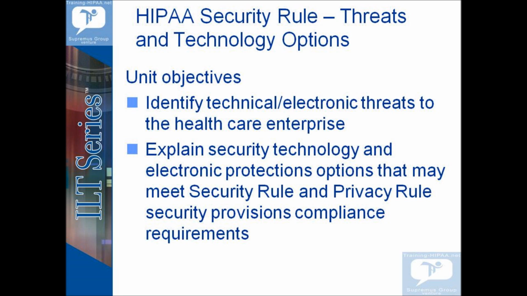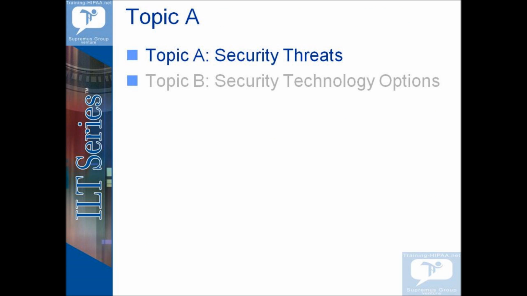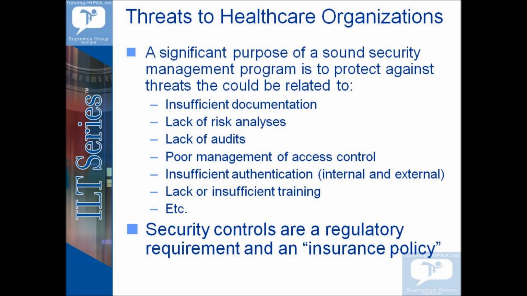The next unit is HIPAA Security Rule, Threats and Technology Options. In this particular unit, we will be covering the identification of technical and electronic threats to healthcare enterprise and explain the security technology and the electronic protection options that may meet the security rule and privacy rule security provisions and compliance requirements. Next slide. First topic is security threats.